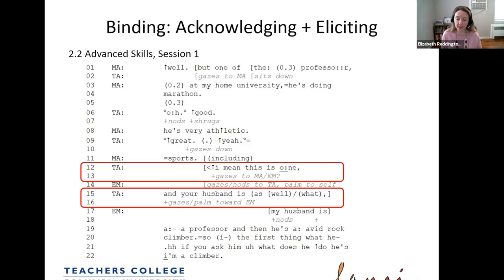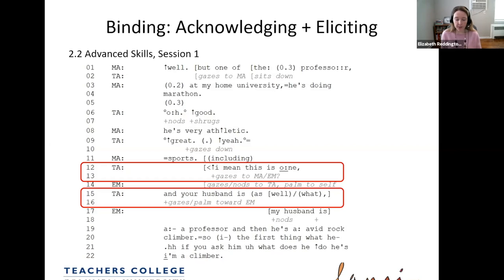And so the teacher abandons her initial turn construction unit, but nevertheless proceeds with marking a connection. So she gazes and gestures toward Emma as she produces either, "and your husband is what?" or "and your husband is as well." That's in lines 15 and 16. So the teacher's embodied orientation to Emma and the use of that "and" prefacing, potentially an "as well" too, all serve to mark Emma's upcoming talk as connected to Maya's prior talk.